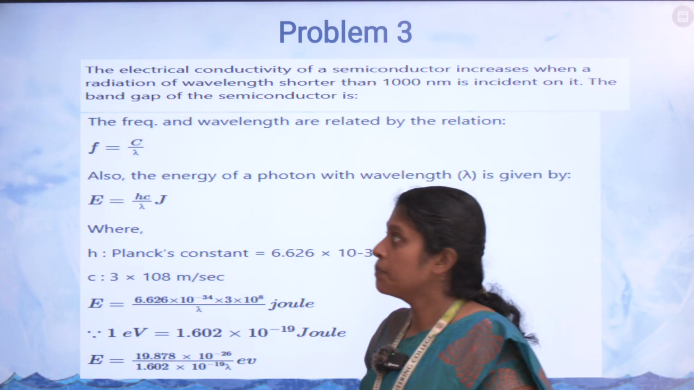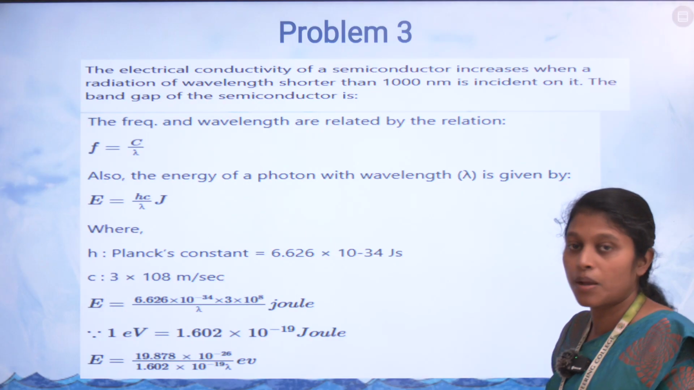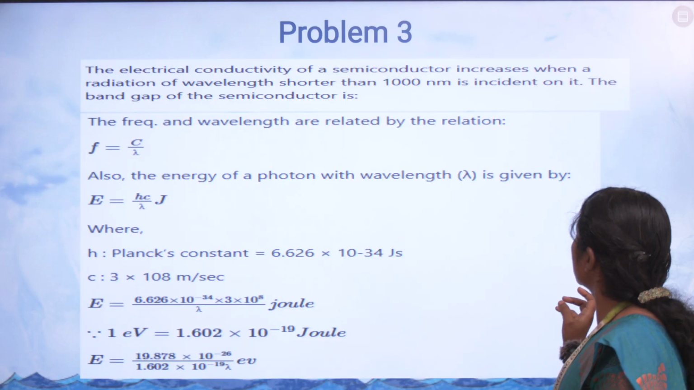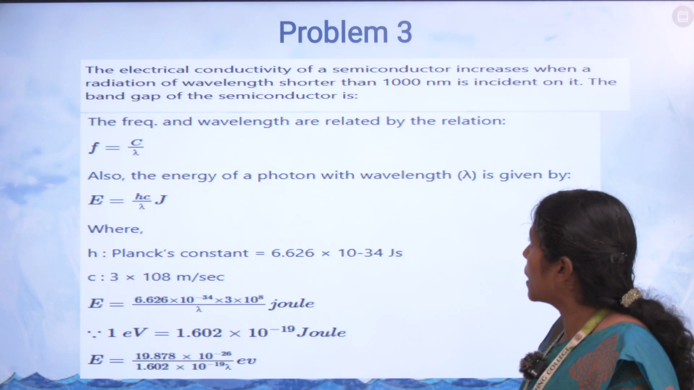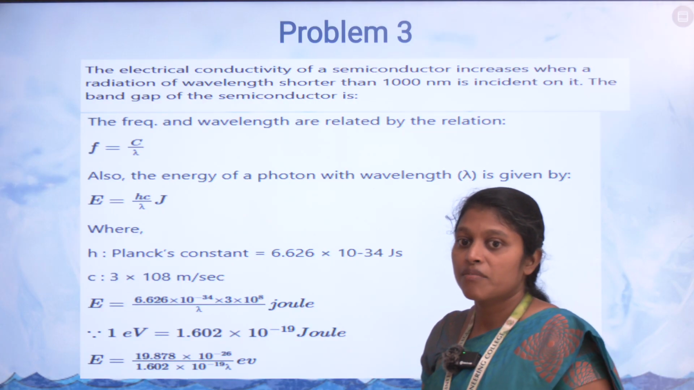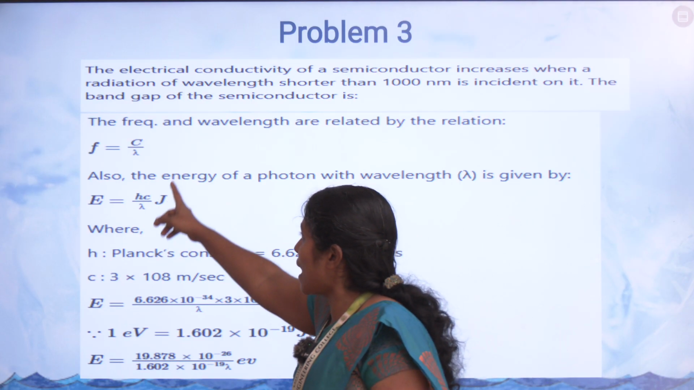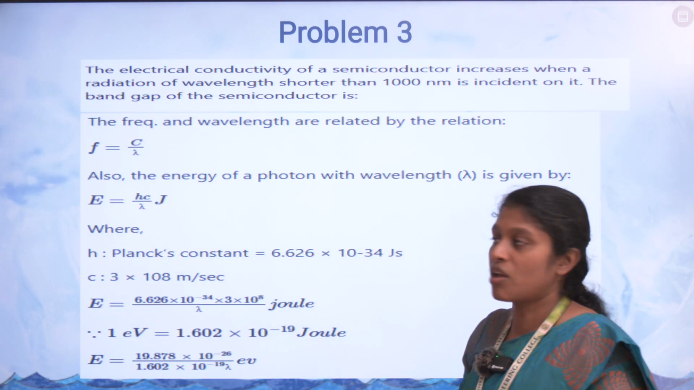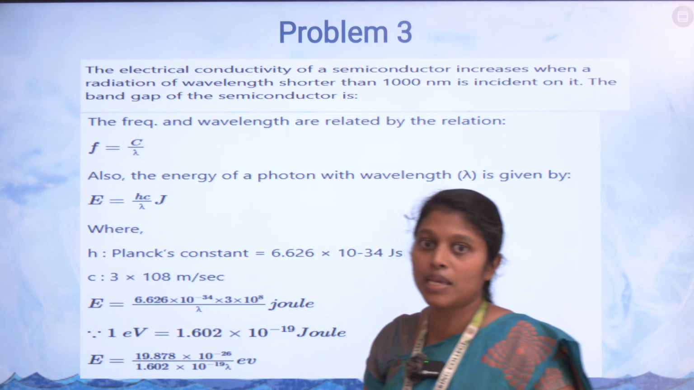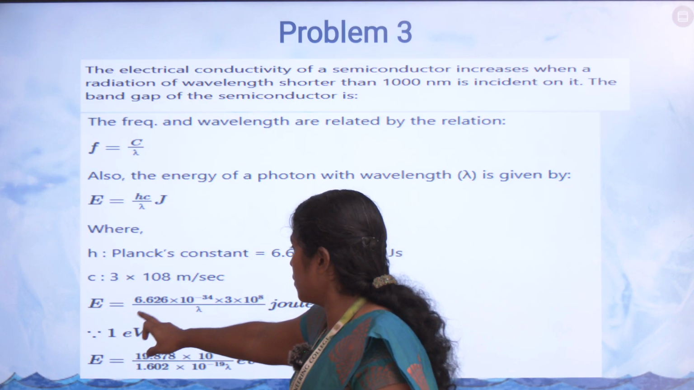And problem number 3: the electrical conductivity of a semiconductor increases when a radiation of wavelength shorter than 1000 nanometer is incident on it. The band gap of the semiconductor is. So here, to calculate this, first we have to write the frequency formula. Frequency is given by c divided by lambda, whereas c refers to the velocity of light. As I said, the energy formula is given by E equals hc divided by lambda. So we are going to calculate E from this.